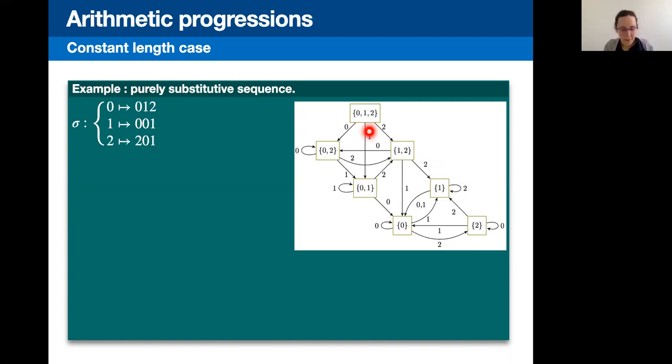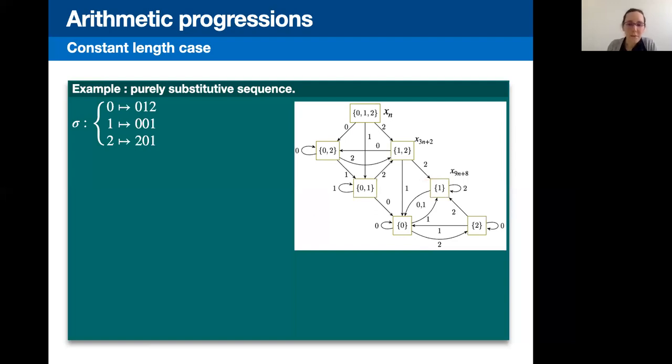So starting from the initial vertex, this one describes the whole sequence X. Following this edge means that we apply sigma one time and take the letters with index 2. So this alphabet {1, 2} corresponds to the subsequence x_{3n+2}. If we apply sigma another time, we obtain that the subsequence x_{9n+8} is only composed of the letter 1. So we have this constant arithmetic progression.